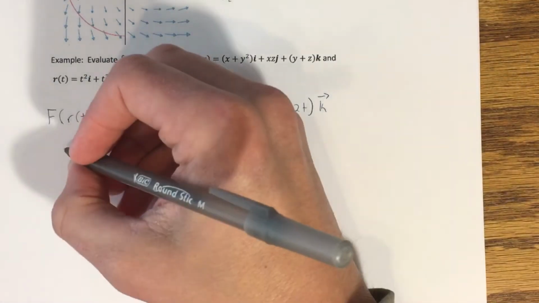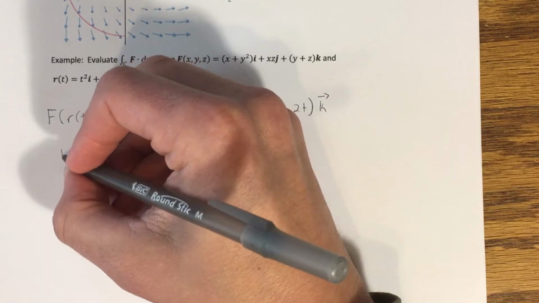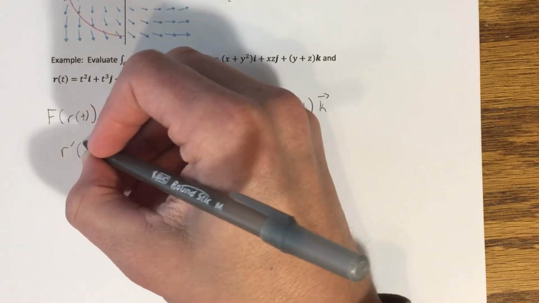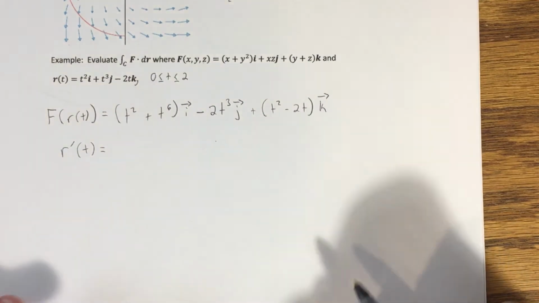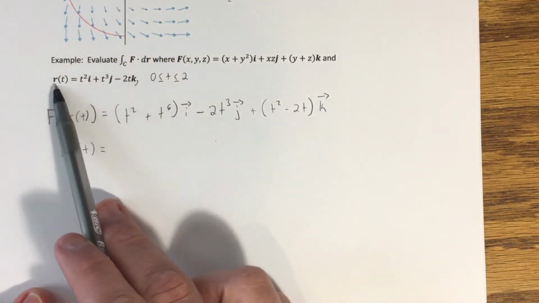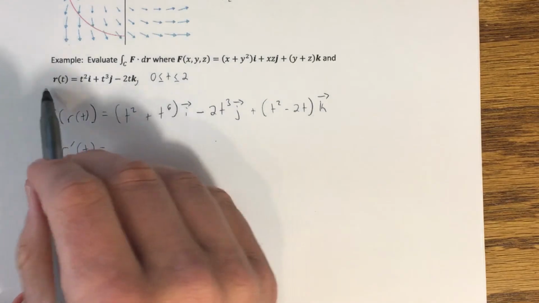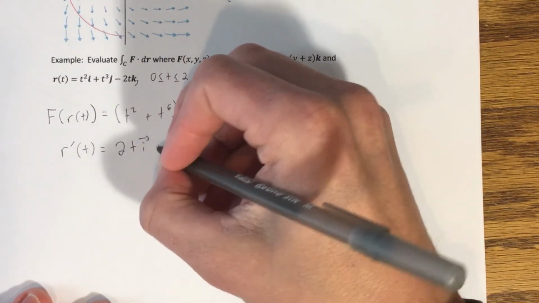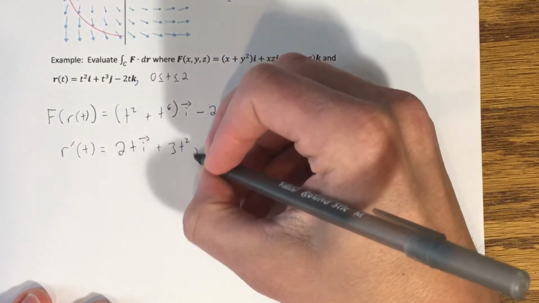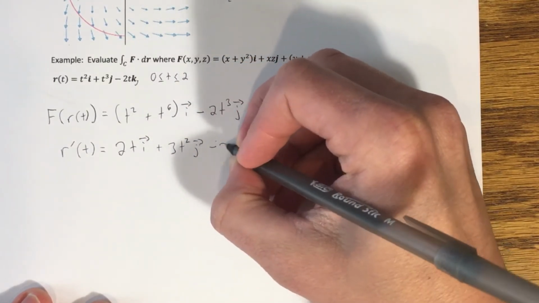Okay. Now, my r prime, remember we're going to need that as well for the dr in our line integral. So I'm going to take r, which is given to me here, and I'm just taking its derivative. That becomes 2ti plus 3t squared j minus 2k.